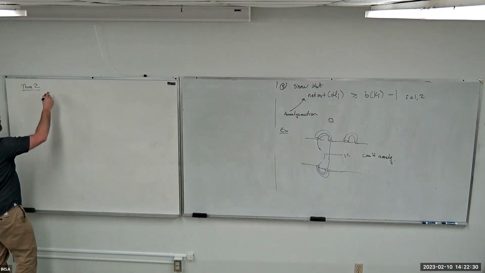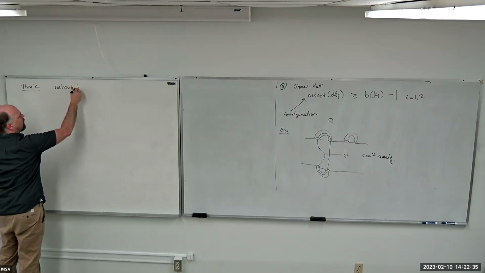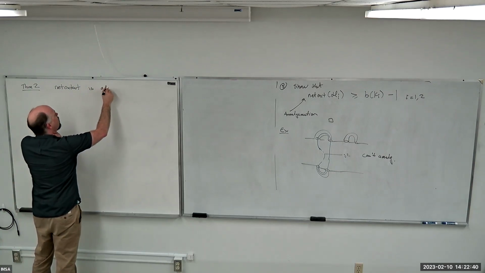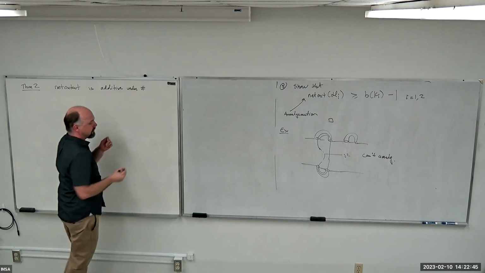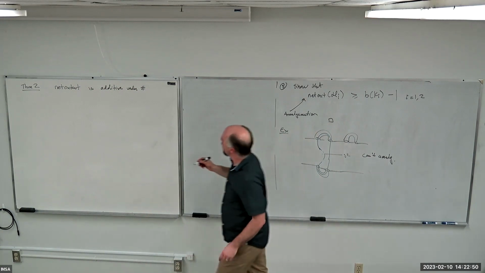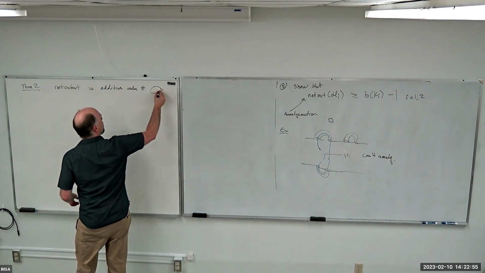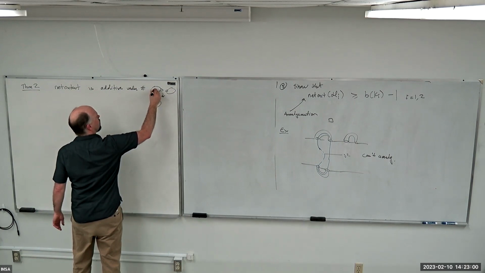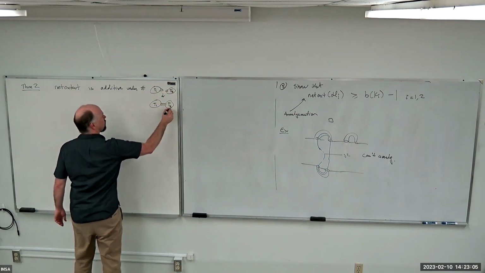So theorem 2 is that net extent is additive under connected sum of graphs or knots or links. So connected sum is where, like if you have T1 and T2, showing up like that.